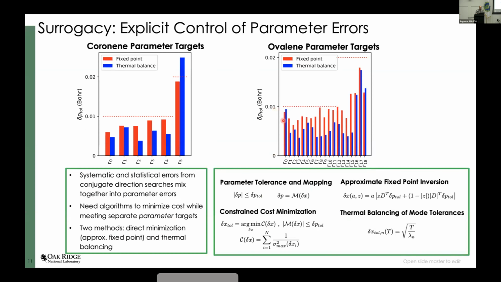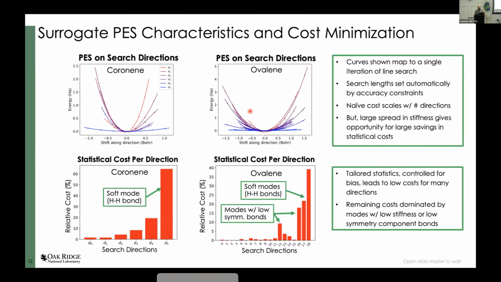Before I go into the relaxation part, I'd just like to show that we can set tolerances differently for different parameters. For example, for the carbon-carbon bonds, you might want to know to 0.01, but the hydrogen-hydrogen distances, you know it's going to be looser and floppy, so you can set a looser tolerance for those. There are 2 different methods of setting those constraints. I won't go into details, but there's a fixed point method, and also a thermal balancing method that distributes that among the different modes.